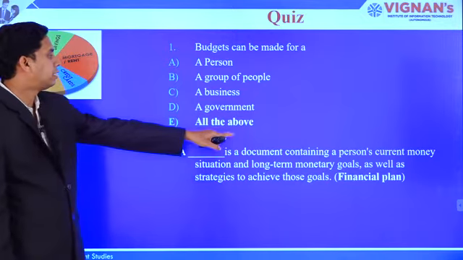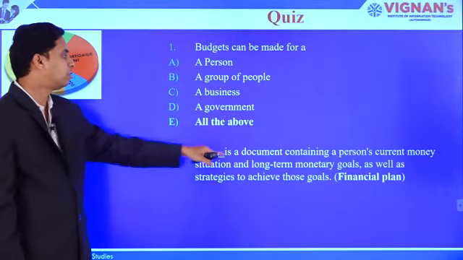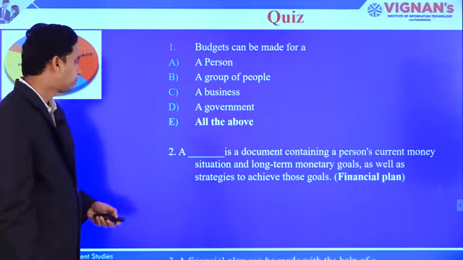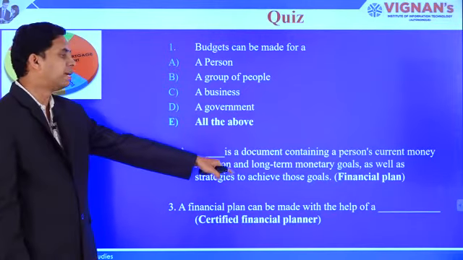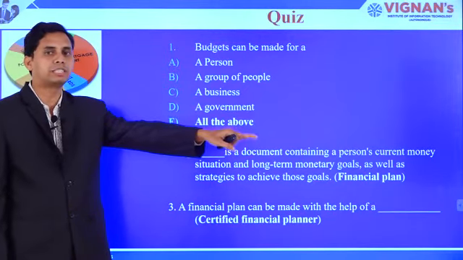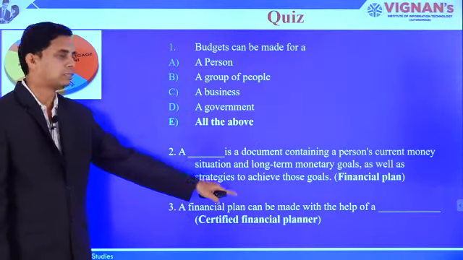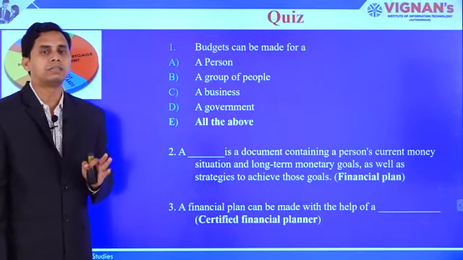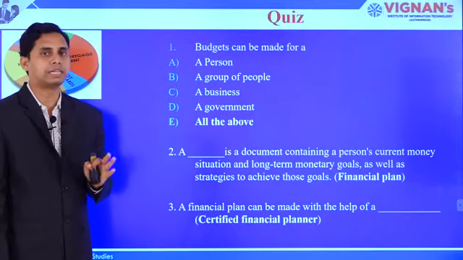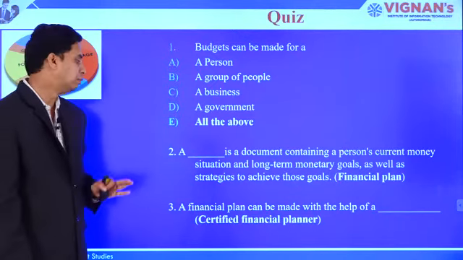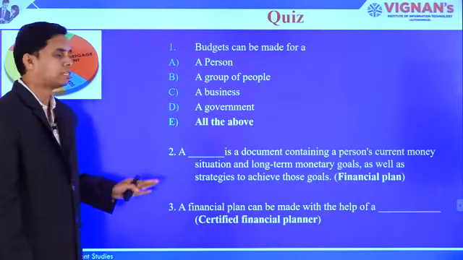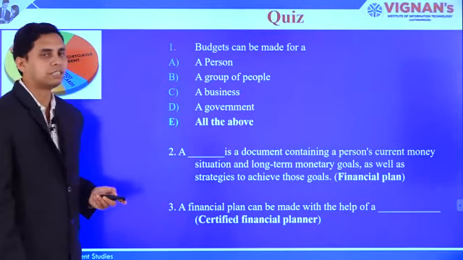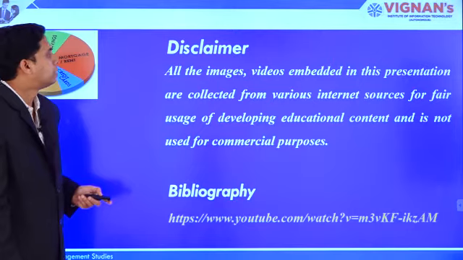A document containing a person's current money situation and long-term money goals as well as strategies to achieve these goals is exactly a financial plan. A financial plan can be made with the help of whom? Certainly a certified financial planner. A certified financial planner must be certified by the regulatory body SEBI, the Securities and Exchange Board of India, which certifies individuals through its certification programs. Certified financial planners are available, and from them we can get suggestions and plan. And this is the disclaimer.